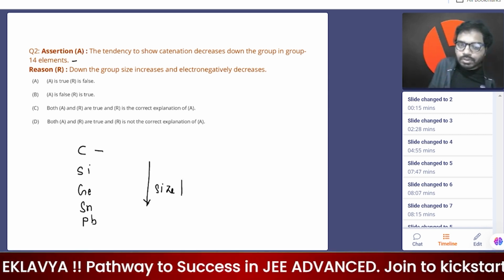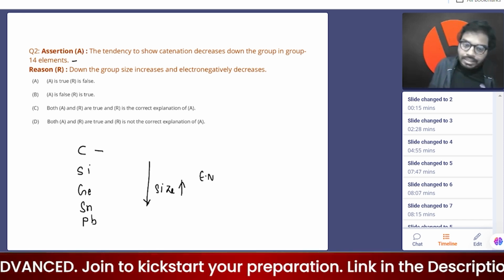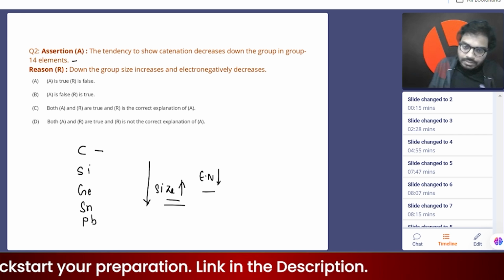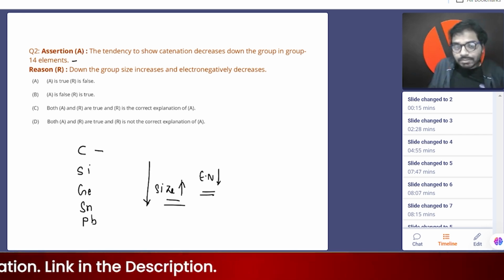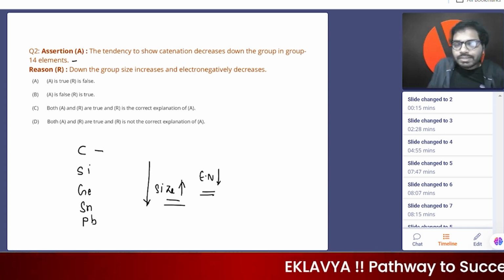As we go down the group, size increases because the number of shells increases, and electronegativity decreases. We have studied that both statements are correct, so the reason is explaining the assertion. We have to check. So what is catenation?